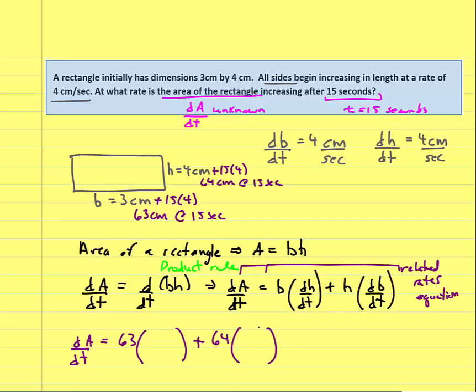And actually I'm going to plug in a little bit more info here. I want to make sure I don't drop my units. So 63 feet plus 64 feet. Now I need to know what dH dt and dB dt are, and they're right up here. They're both 4 centimeters per second.